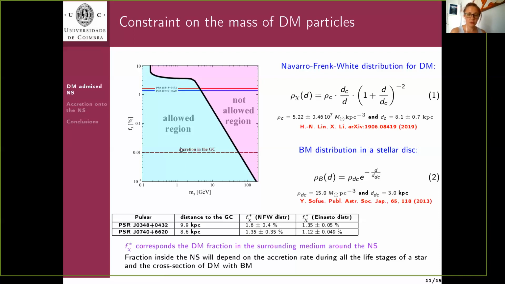And we plotted these two values as a horizontal line, the red one and the blue one. So this fraction F chi star corresponds to the fraction in the surrounding media. But the fraction of dark matter inside the neutron star will depend on different factors, for example, on the accretion rate of dark matter during the different life stages of the neutron star, as well as the cross-section of dark matter and baryon matter. So how can we estimate this accretion rate on the neutron star?